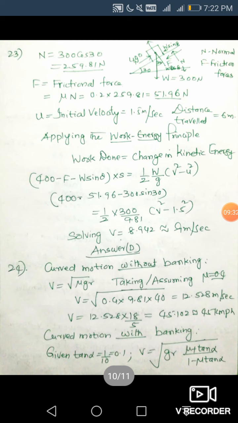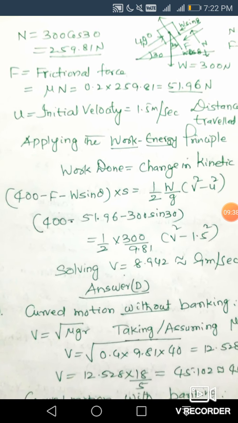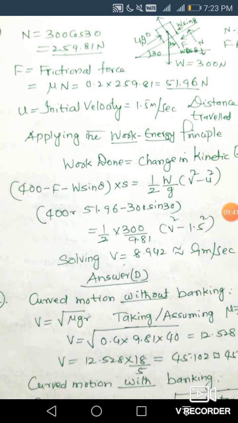So next question, he has again given another question: a body is lying on a plane which is inclined at 30 degrees with the horizontal, and a force P of 400 newtons is applied. So as I said, when a block or a particular object is sliding or any force is applied along a plane, you have to always resolve the forces along the inclined plane and also perpendicular to the inclined plane.